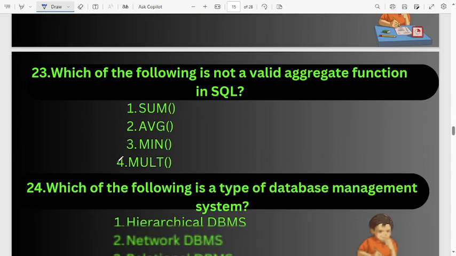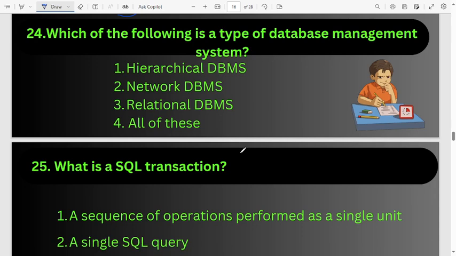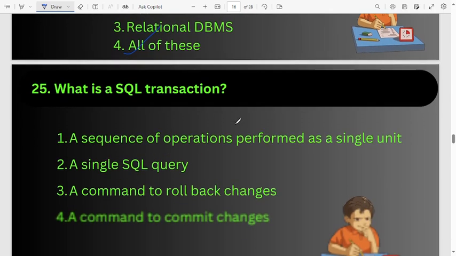Next question is, which of the following is not a valid aggregate function? Aggregate functions are basically mathematical functions: min, max, average, sum. So mult is not an aggregate function in SQL. Which of the following is a type of database management system? Hierarchical DBMS, network DBMS, relational DBMS. So all of these are database systems.